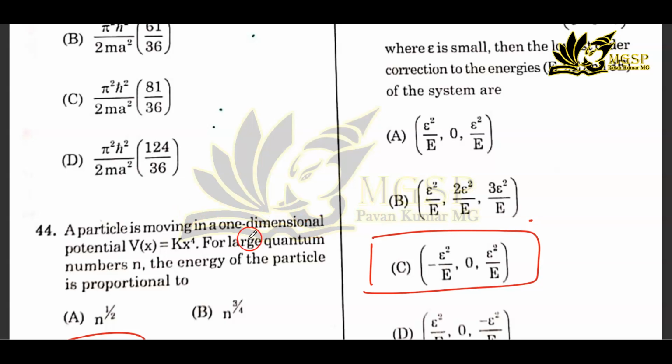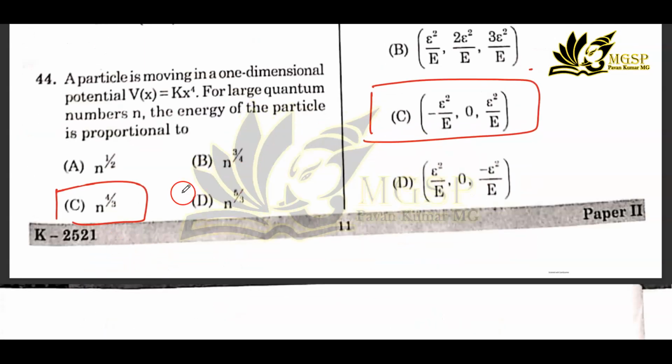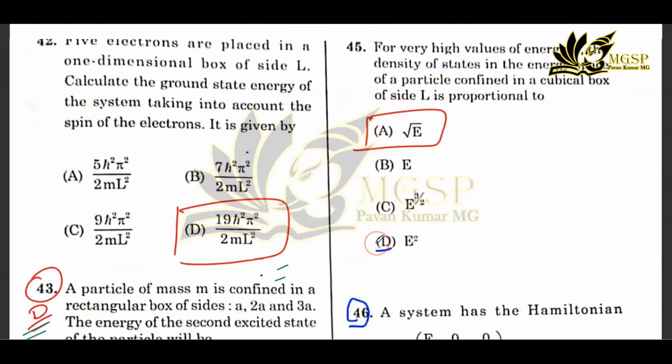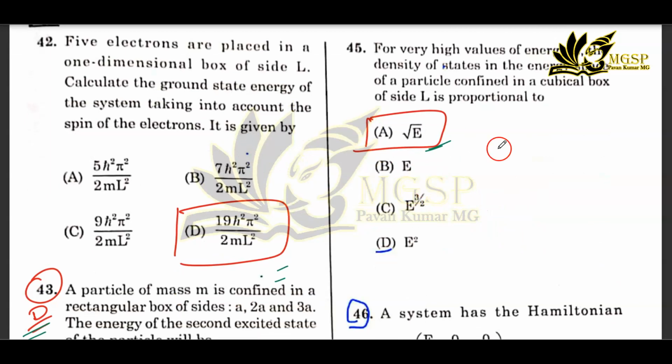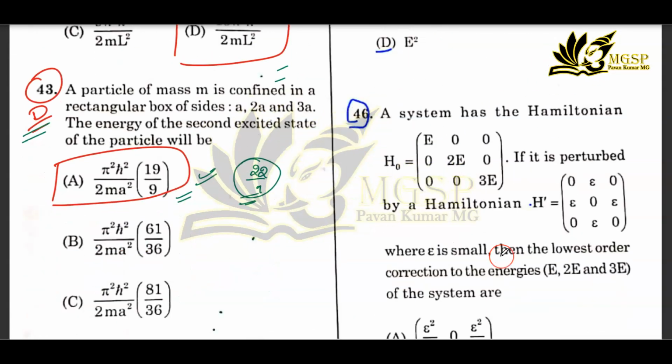Next, coming to a particle moving in a one-dimensional potential. Again, this was a discussed problem. And next, for a high energy value E, the density of states. There we need to find the density of states for this. We found in our class that this was the answer.